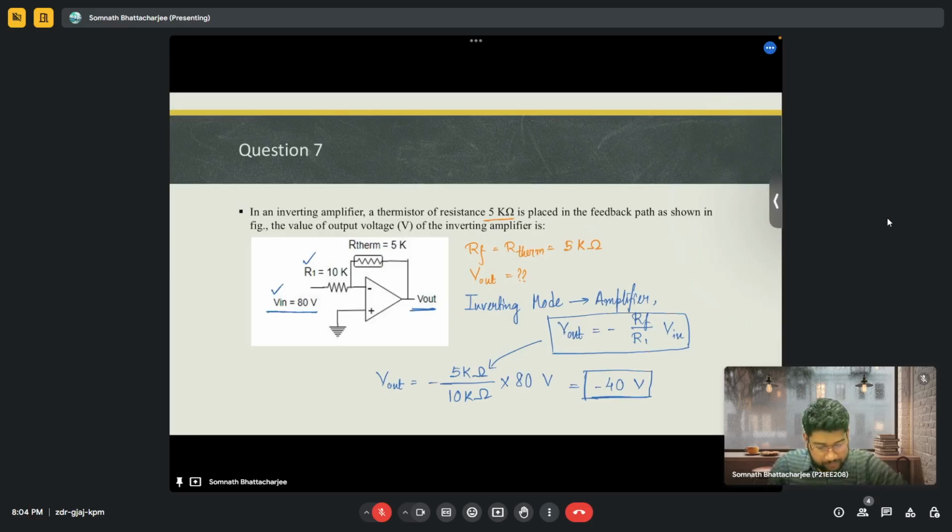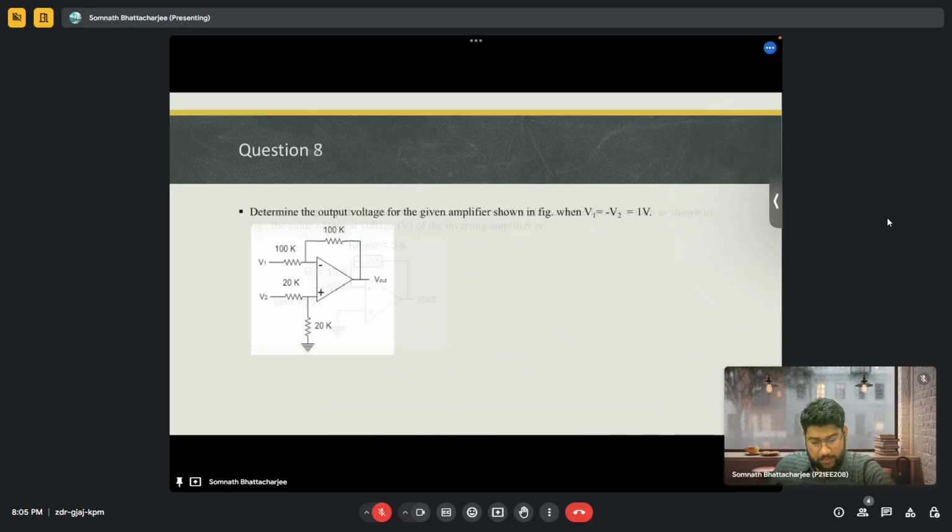So this was the answer, although we also need to get the value of our gain. So what is the gain of this inverting amplifier? This is nothing but minus 40 by 80, that is minus 0.5. This is the inverting amplifier gain. Okay, now let's move on to the next question.